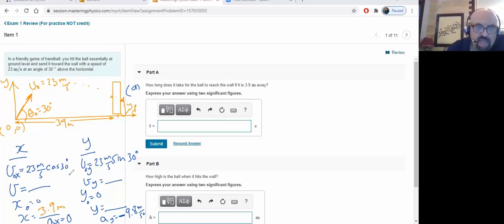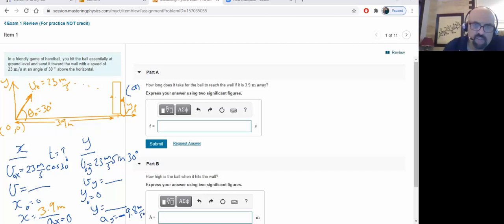And we are asked to find the time. The time, of course, is a common denominator between the x and the y motion, meaning at the same time it's moving in x, it's also moving in y. Unlike acceleration, which is different between x and y, time is always the same. So we need to find the time. What should we use? Should we use the x direction or y direction equations?